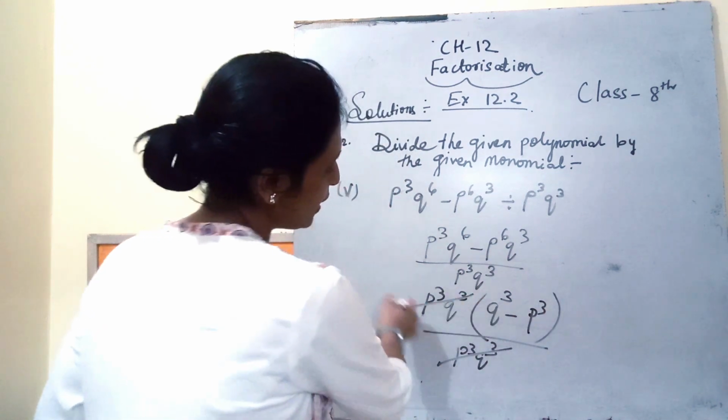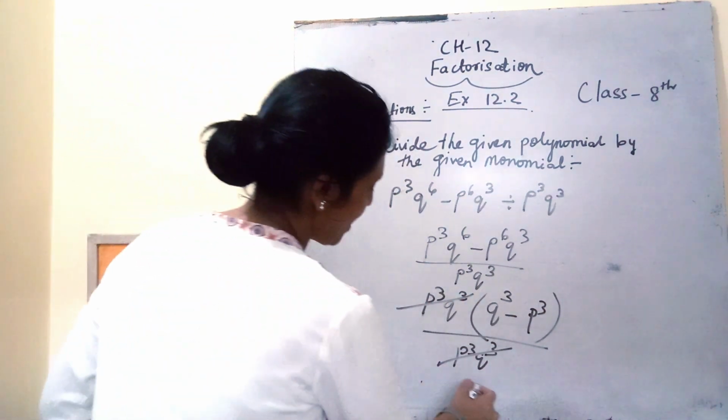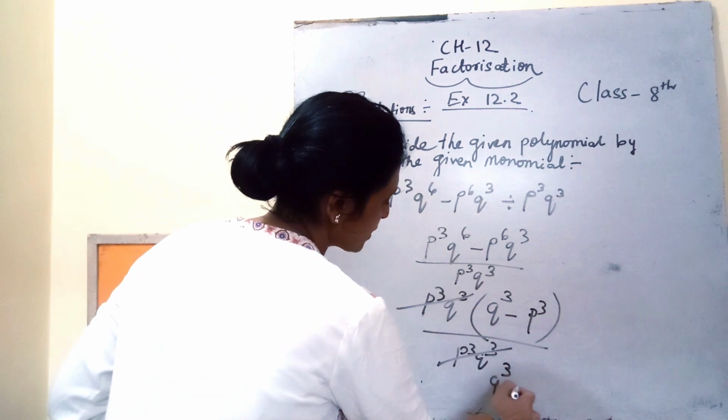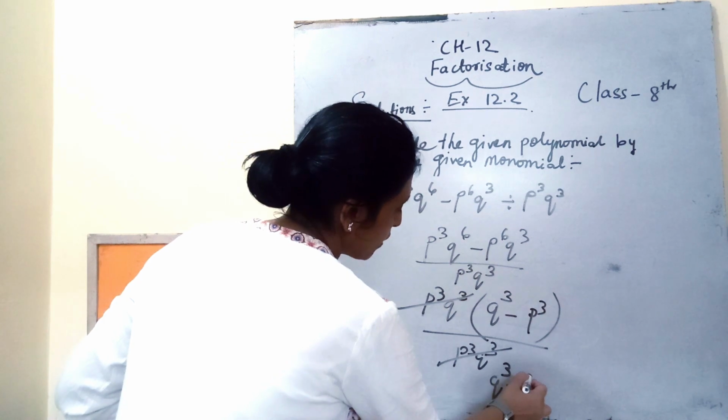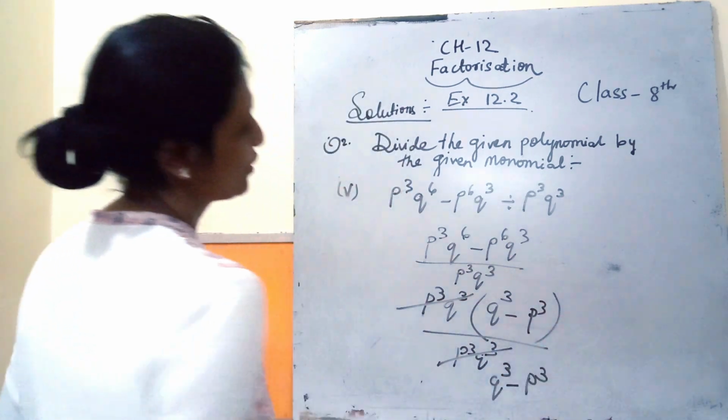This and this will get cancelled, and we get the solution as q raised to power 3 minus p raised to power 3.